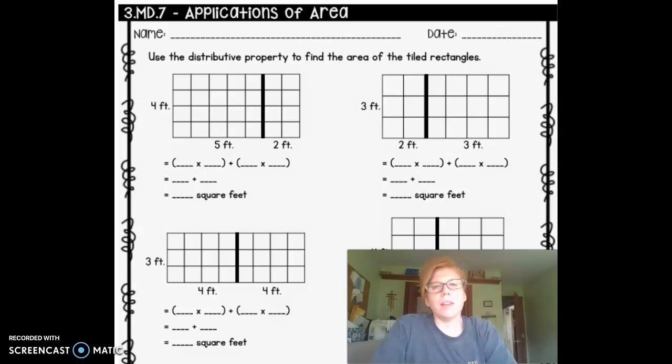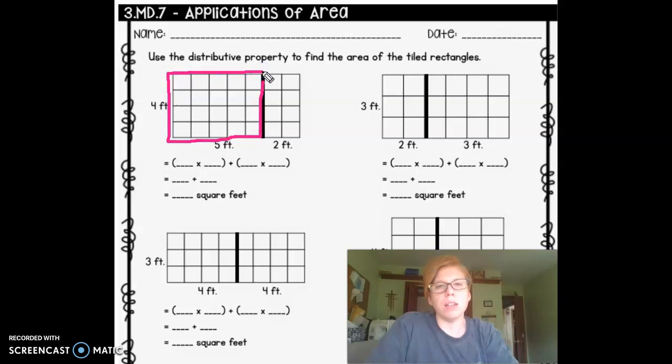Go ahead and get this piece of paper from the back of your packet and put your name, number, and date on it, and let's talk about how you are going to solve these problems. All right, the directions on this say use the distributive property to find the area of the tiled rectangles. And here we have rectangles, and they are broken up into different squares, and we have the measurement of the rectangles. And what you are to do is you are to measure the first rectangle.